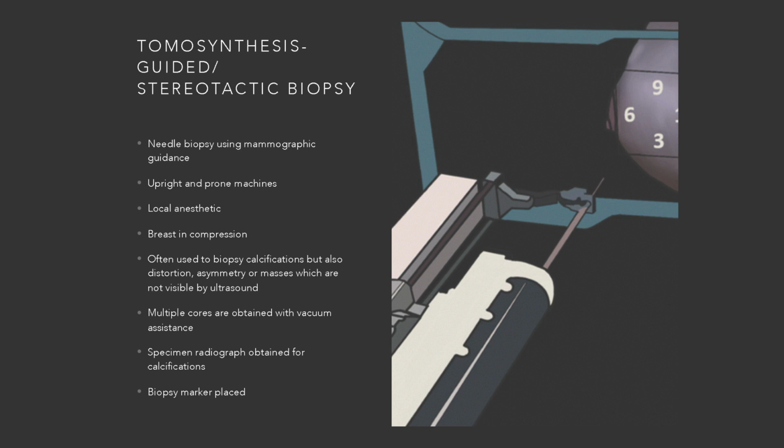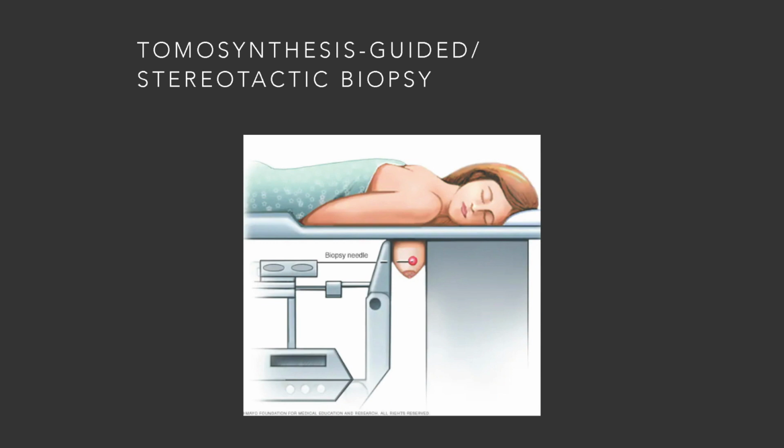And after we've taken the samples, we actually X-ray the specimen to verify that we have the calcifications that we're targeting. We may not do a specimen radiograph if it's a biopsy done for something other than calcifications. And at the conclusion of the biopsy, we'll place a marker at the site of biopsy. And this is just an illustration of a prone stereotactic biopsy table.